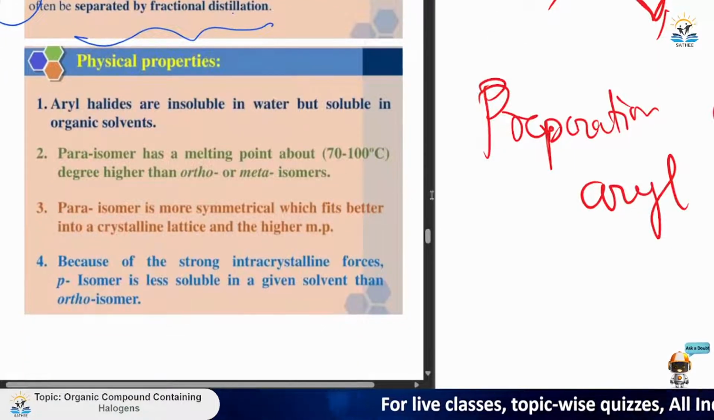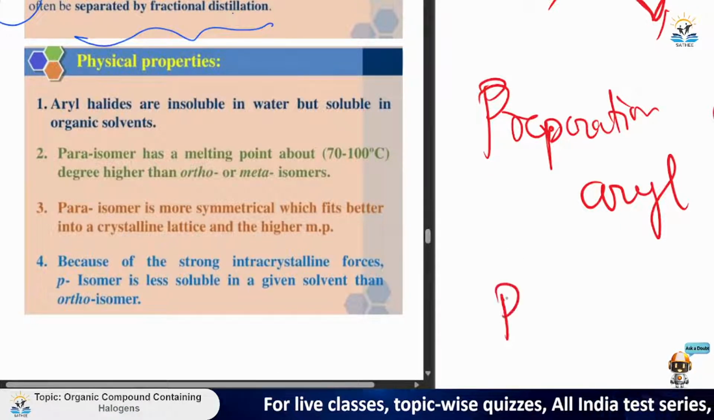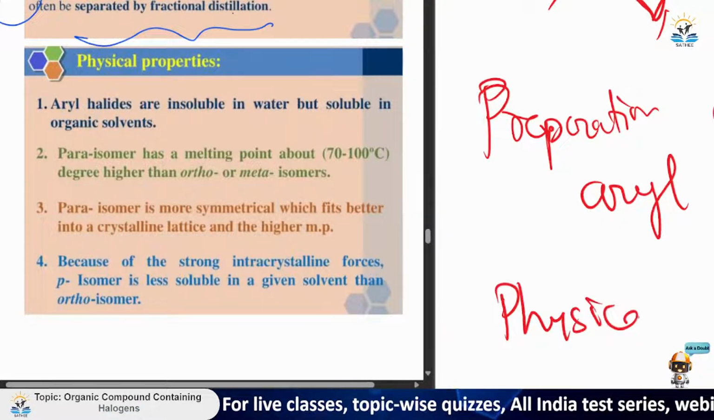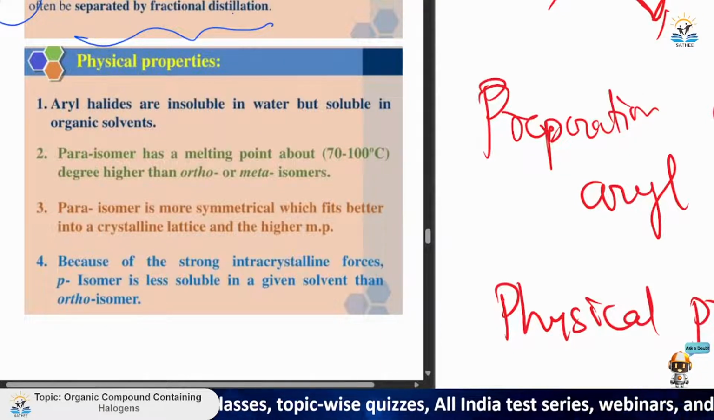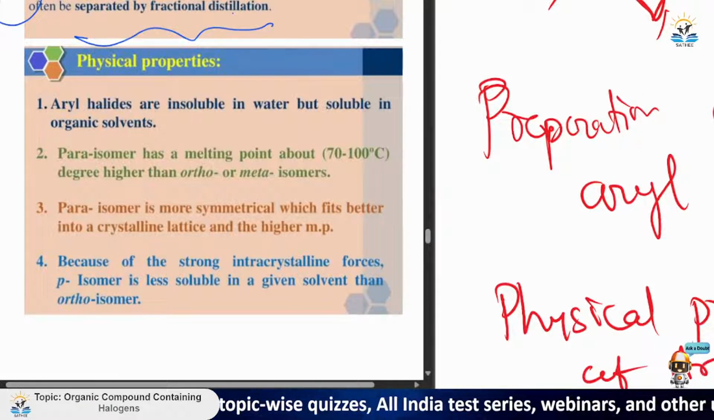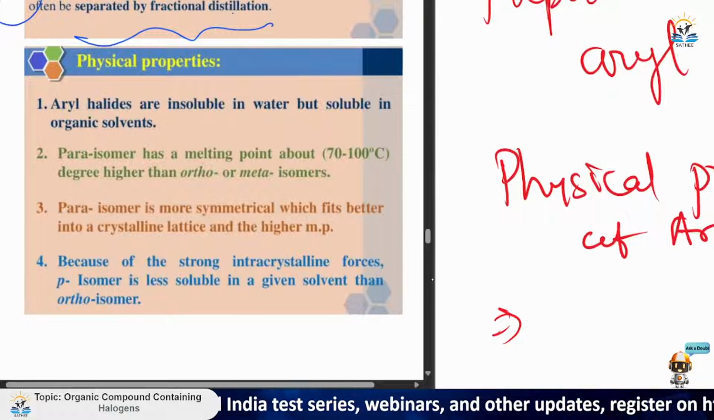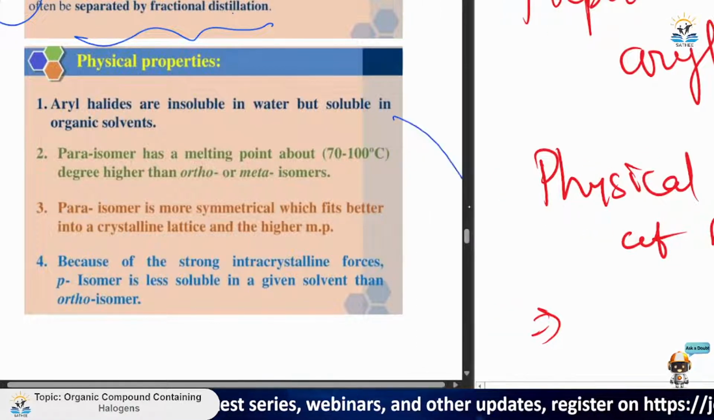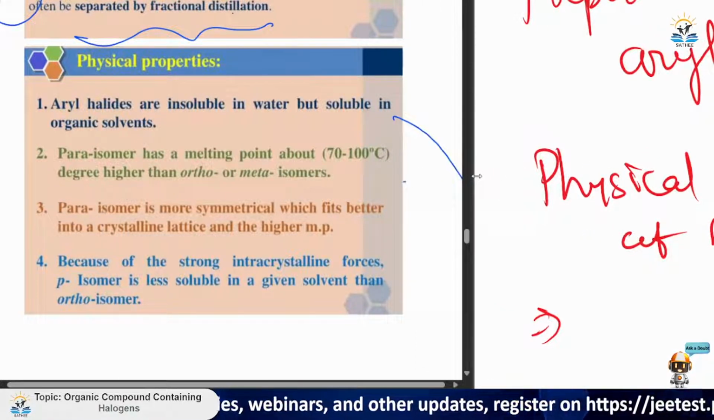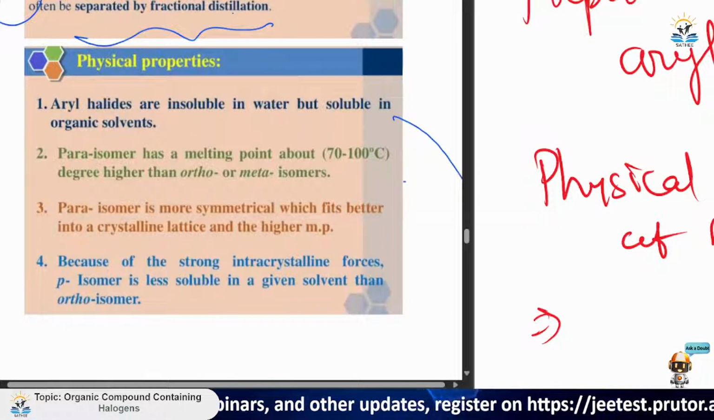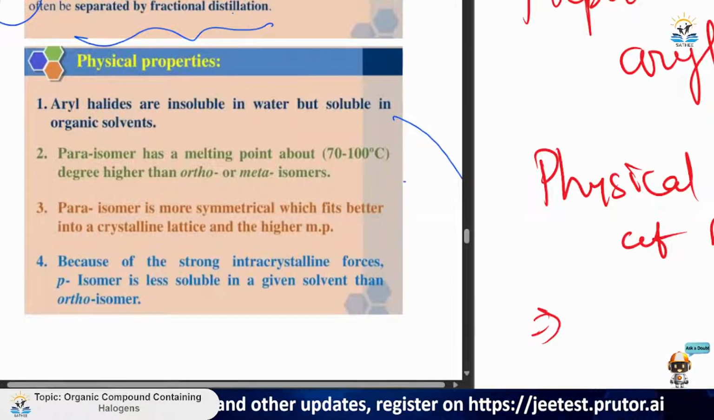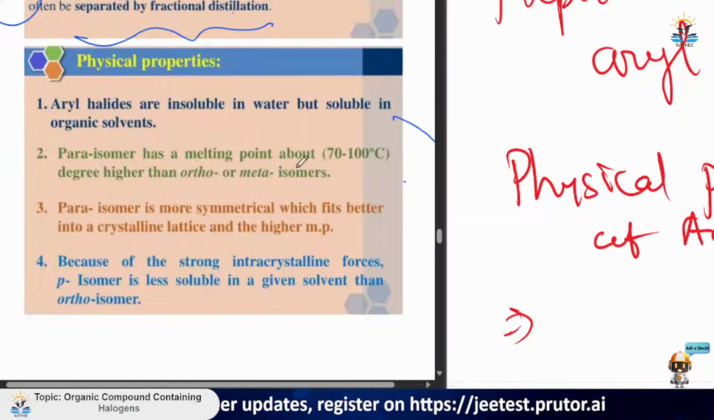Now, let's talk about some of the physical properties of aryl halides. As these compounds will be readily available to us when they are formed, we can check what the chemical properties or physical properties are. So aryl halides are insoluble in water but soluble in organic solvents.